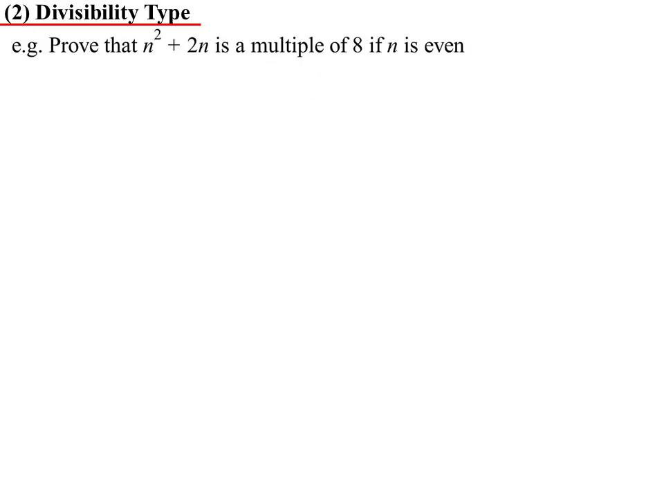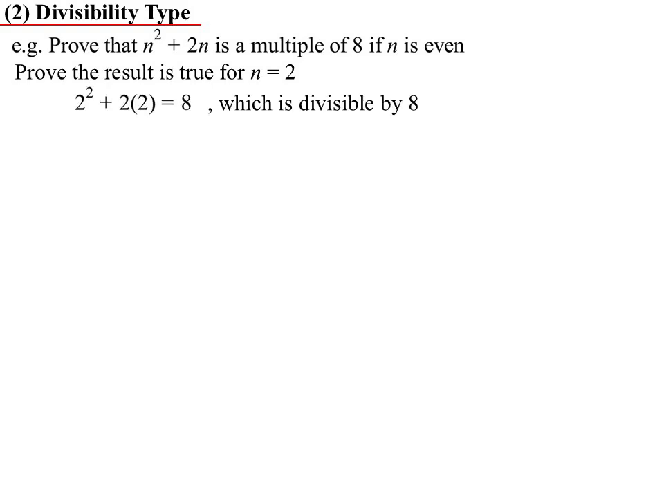So the other type of one we looked at in extension 1 was the divisibility types. I'm going to prove n squared plus 2n is a multiple of 8, but now the n is going to be an even number. Yeah, that's slightly different to what we see in extension 1. It's going to be an even number. That means my first case will now be n equals 2, the first even number. 2 squared plus 2 times 2 is 8. That is divisible by 8. So yes, it's true for n equals 2.